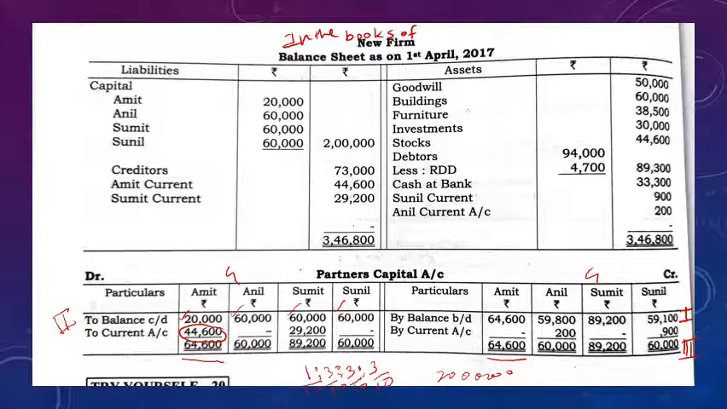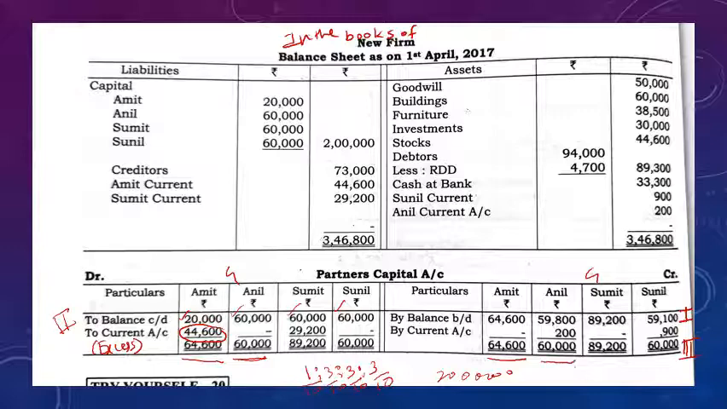Then write the current accounts. So here current account credit balances of Amit and Sumit. Amit's current account is 44,600. Sumit's amount is 29,200. Further, we will write the total of creditors which we have calculated in the purchase consideration statement. So take the total from PC statement, that is 73,000. So this is our liabilities side. Take the total.